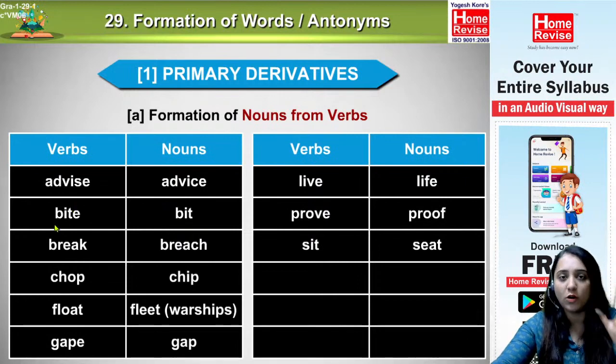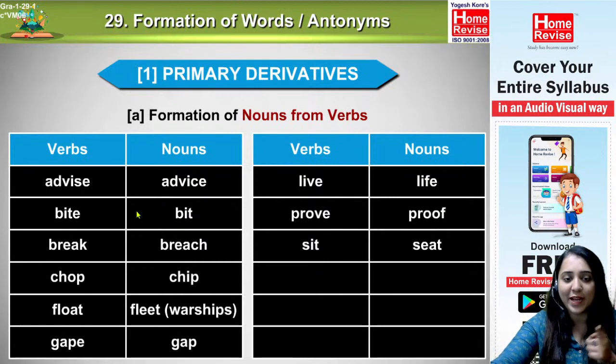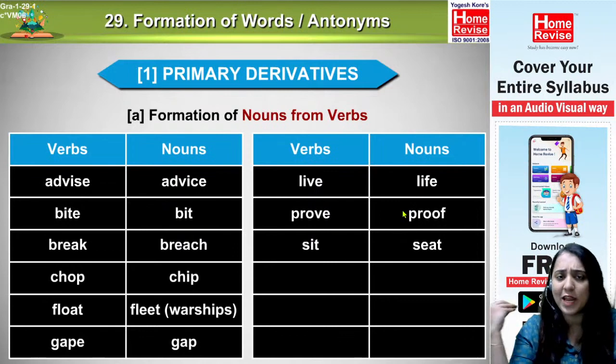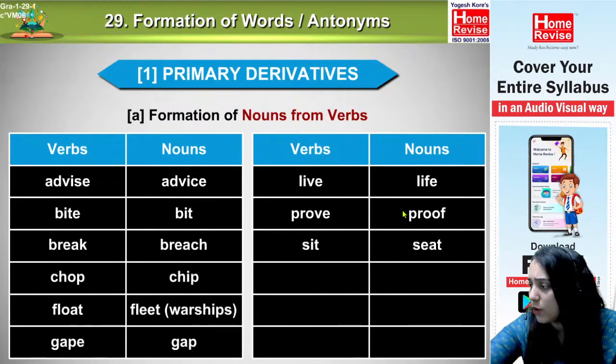I took a bite of a cake, and can you take a bit of it? So I framed a sentence regarding both the words. Now I want each one of you to frame a sentence from this list given in front of you. You can take any: live and life, proof and prove. You can frame a sentence of your own word. I want each and every one of you to frame a sentence.